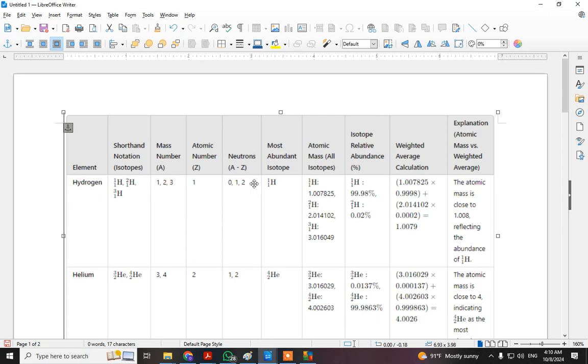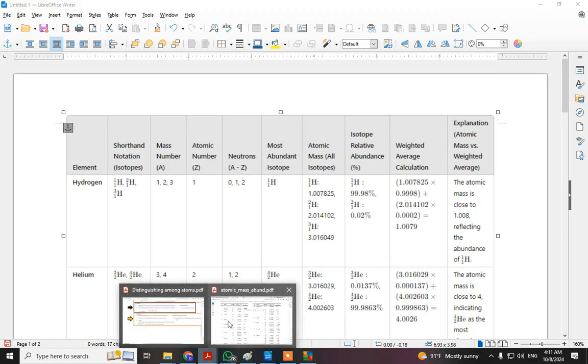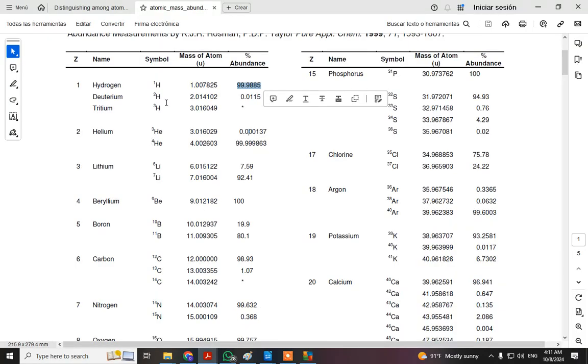You need to write it down in this column by following the formula: mass number minus atomic number. Now, which one is the most abundant isotope? Well, in here, you're going to select the isotope and write it in shorthand version of the most abundant version of this atom. Right, in this case it is this one. You can check the percentage, and that's it.